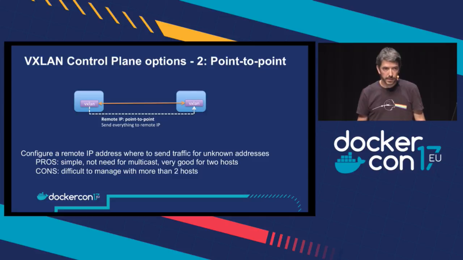Another option that's even simpler is to tell the VXLAN interface to send all unknown traffic to a remote IP address. This is even simpler. It's very good if you have only 2 hosts and you just want to do a very simple tunnel like GRE, for instance, but using VXLAN. But of course, it's very difficult to manage if you have many hosts.